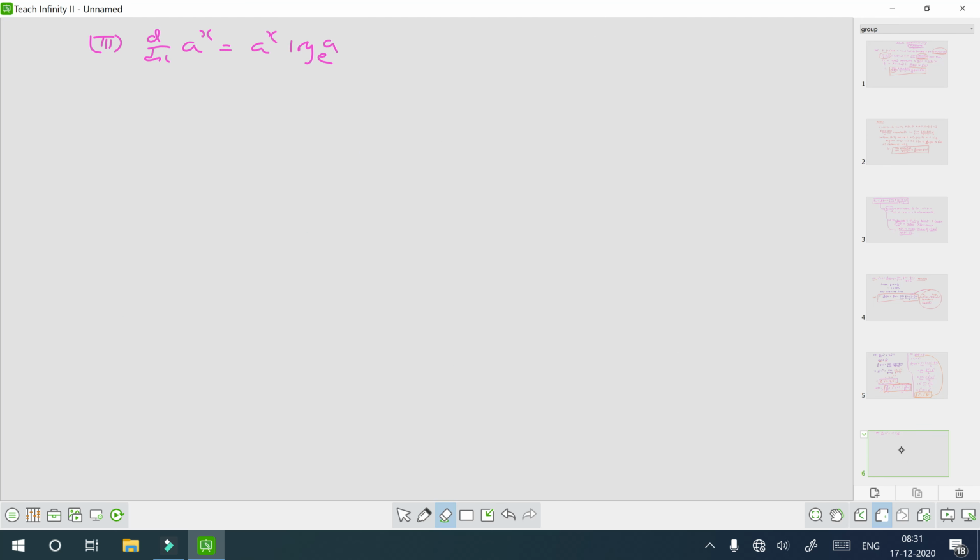Next one, here what will we remember? d by dx of a raised to some function is equal to a raised to some function log a into d by dx of some function.